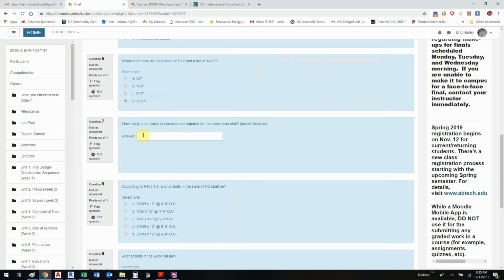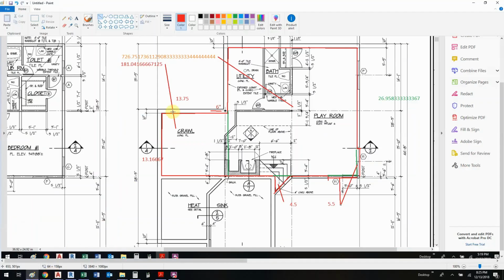How many cubic yards of concrete are required for the lower level slab inside the walls? So let's go over to here where I've drawn this out. So this is basically inside the walls. It goes around the outside here. Just inside the crawl space is counted because it does say concrete floor there. Just figure it up under the chimney and the steps, but you must add this little triangle area, and you must add under the doors here.